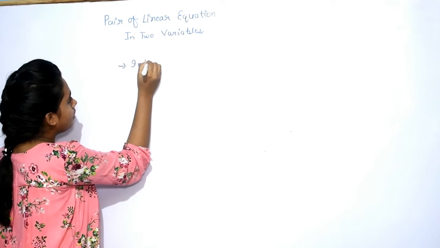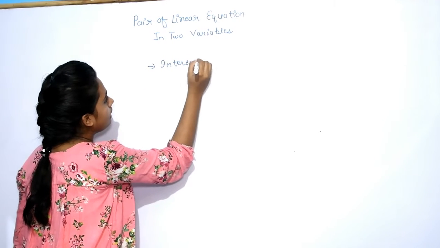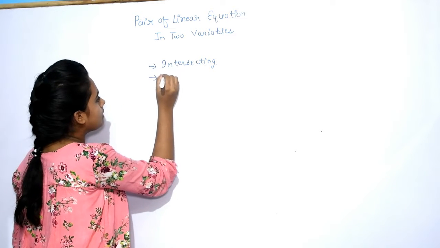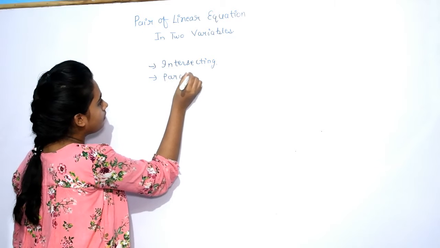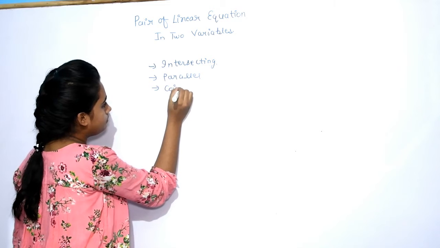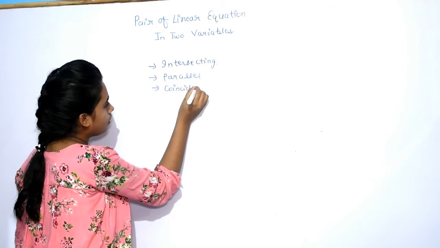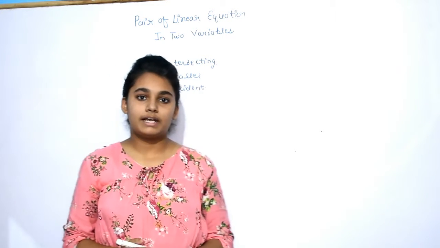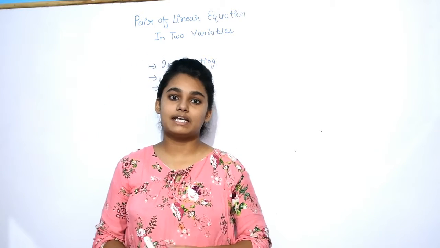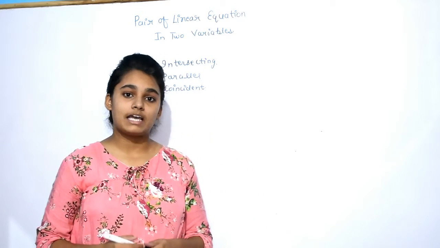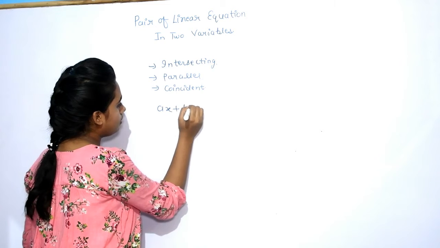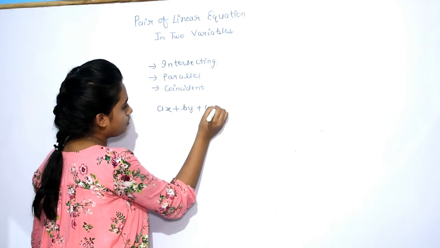intersecting. It means that the lines given in our graph can be intersecting. Second one is parallel, and third one is coincident. So friends, today I want to tell you about these lines, what is the use of these lines in equations. So as I have told you about ax plus by plus c equals 0.